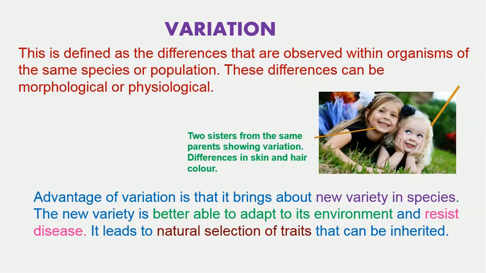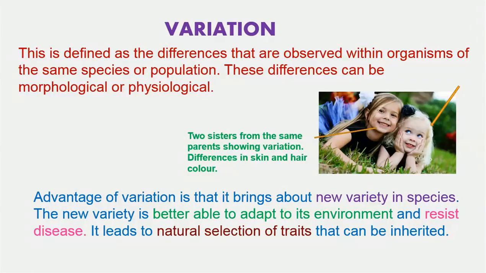What is variation? Variation is defined as the differences that are observed within organisms of the same species or population. These differences can be morphological or physiological. Therefore, we can as well define variation as the morphological or physiological differences that exist or are observed within organisms of the same species or population.